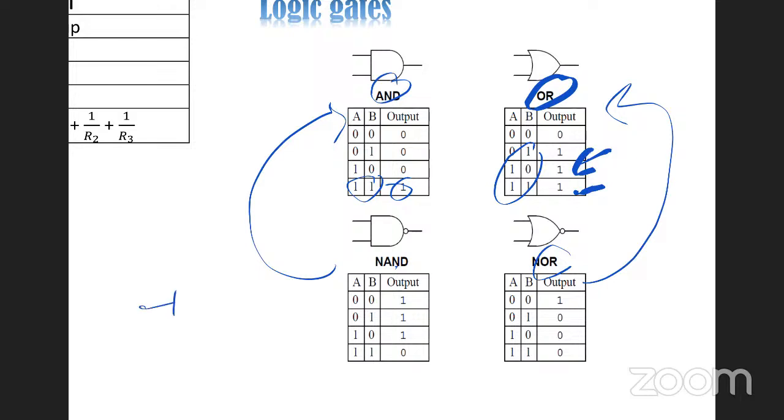Oh, and I'm missing the NOT gate, sorry. NOT gate is what? 1 input, right? 1 line going in. 1 will give you 0, 0 will give you 1. Okay? So those are the gates. You have to learn the NOT, the AND, and the OR. You can figure out the others. The NAND, the output is opposite to the AND. The NOR, the output is opposite to the OR. All right?